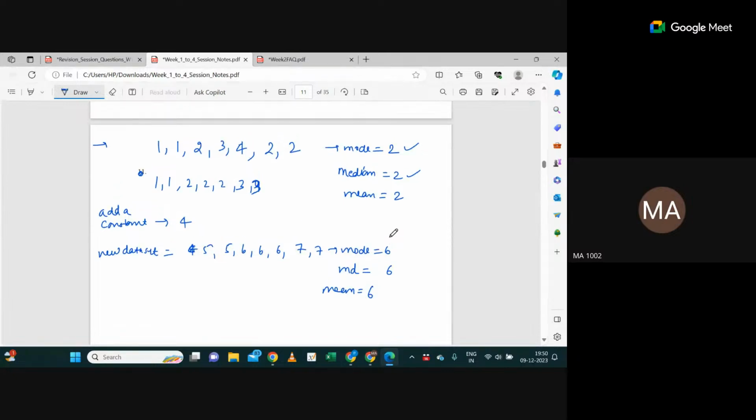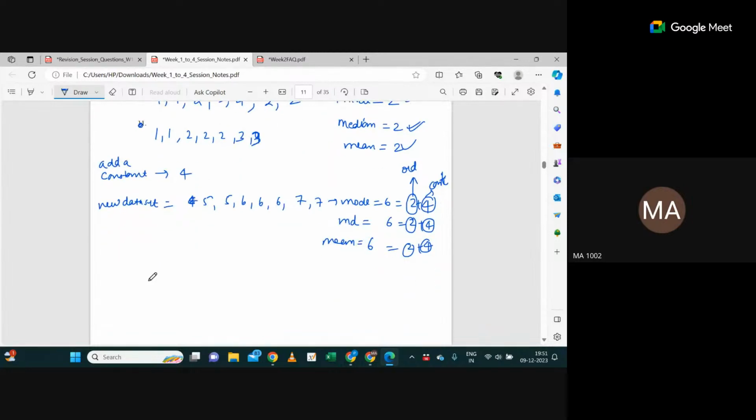Now there is one property. If you see this 6, can I say it's nothing but 2 plus 4? Why have I written this? Because this 2 is nothing but the mode of the old data set, and this is the constant. Same for the median of the old data set plus the constant, and the mean of the old data set plus the constant.